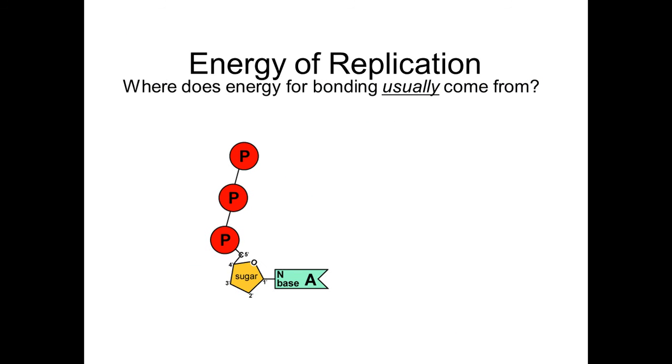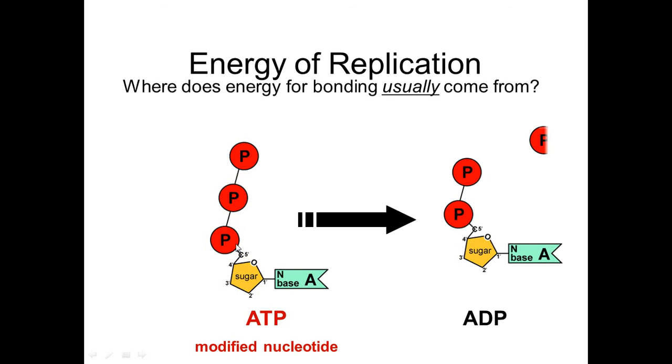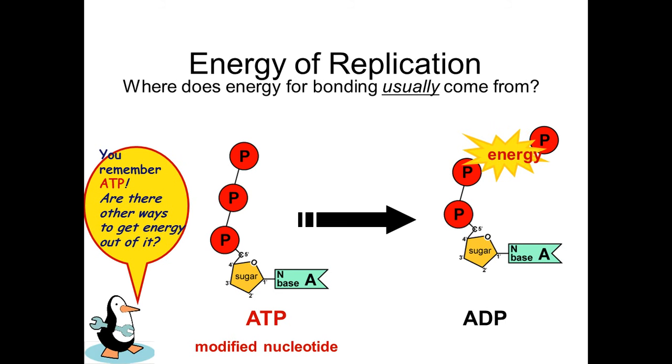The energy of replication usually comes from ATP, which is kind of like a modified nucleotide. We have a base, we have a sugar, and we have the phosphate groups. When you break off the last phosphate, you get ADP, and then that also releases energy. You remember this. Are there other ways to get energy out of ATP? Sure.